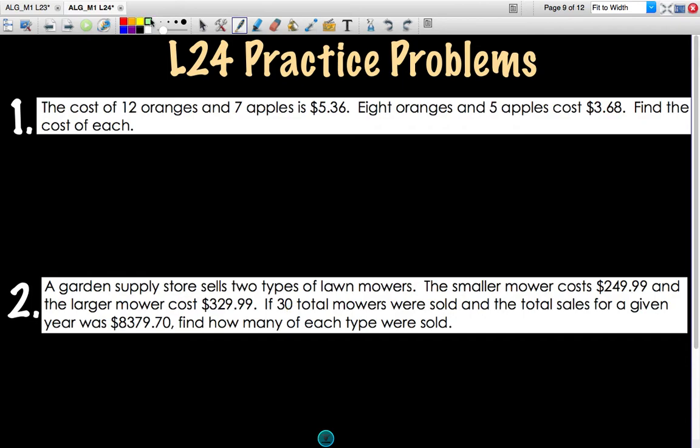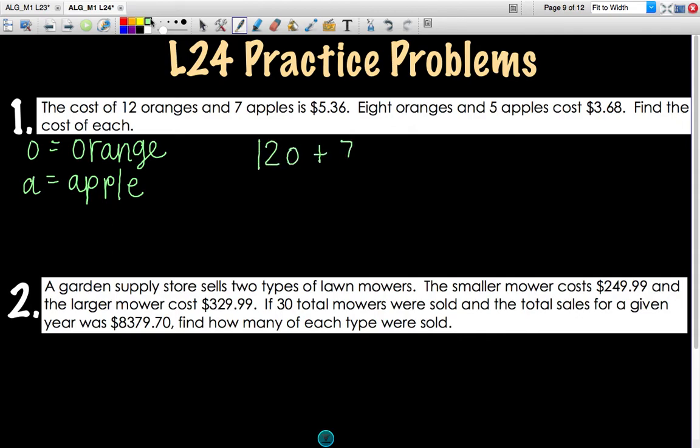So again, the first thing you want to do is define variables. So let's let O equal an orange, and let's let A equal an apple. So again, your variables don't have to be the same, but you must define them, even if this may seem obvious. So 12 oranges, so 12 O plus 7 apples is $5.36. 8 oranges and 5 apples is $3.68. Find the cost of each. So we need to solve this system.